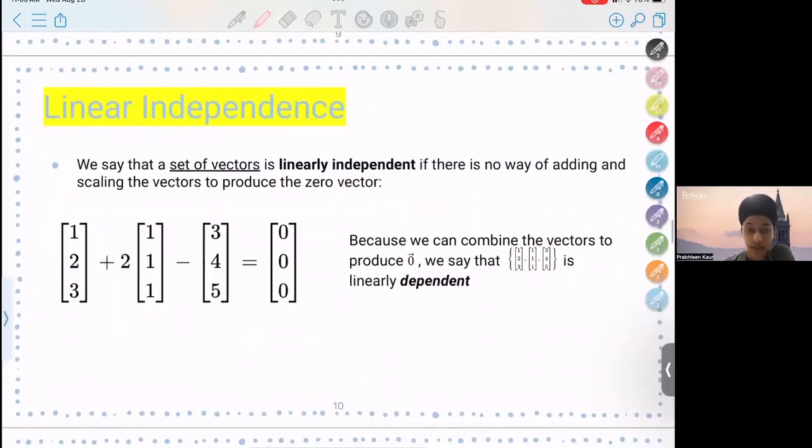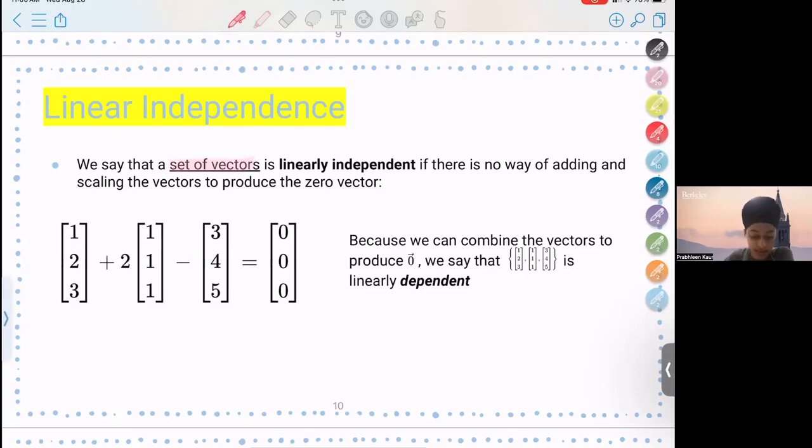We'll move on to linear independence. So we say a set of vectors, right? We're talking about a set of vectors. We say a set of vectors is linearly independent if there is no way of adding and scaling those vectors to produce the zero vector.